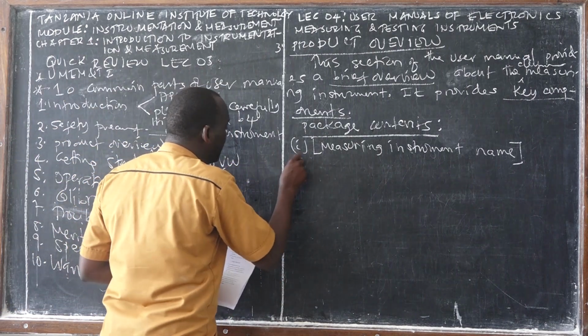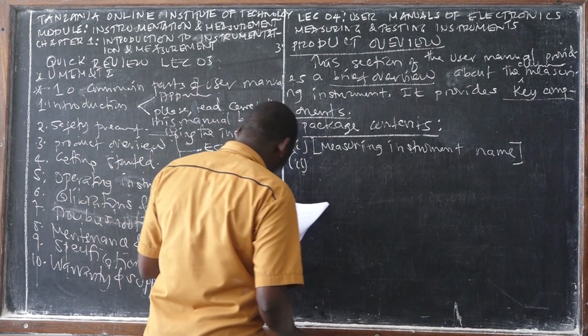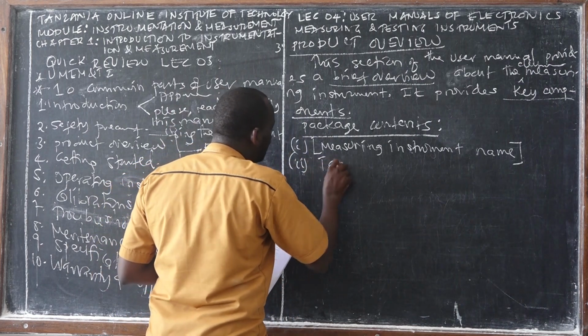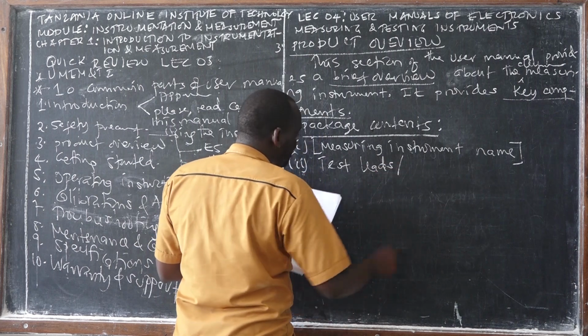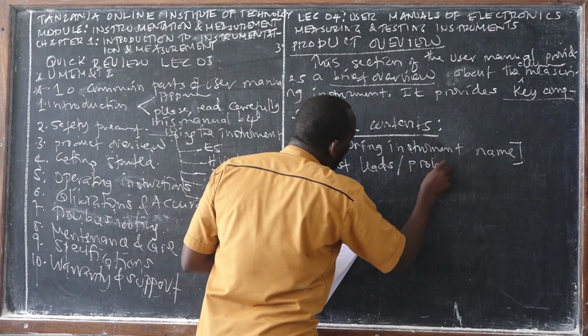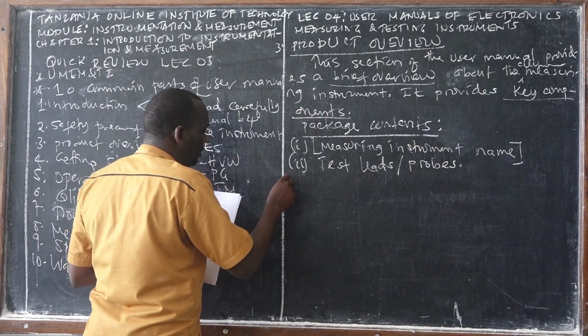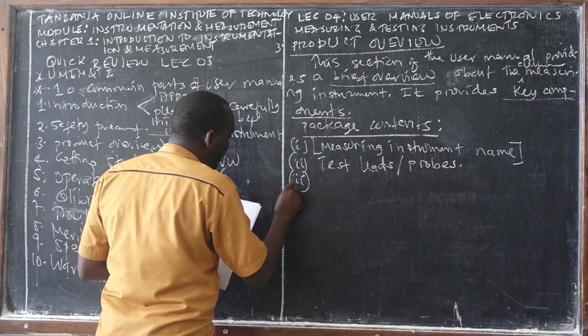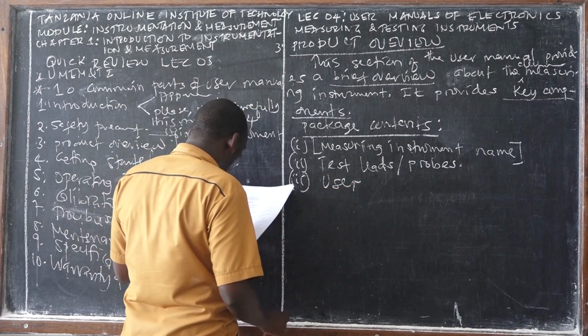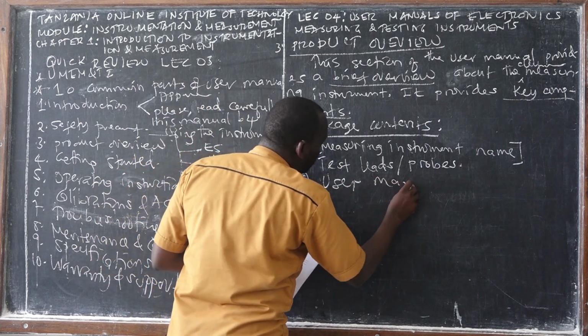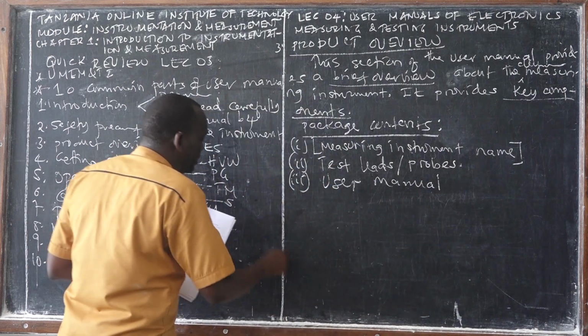Then the second package content is the test leads, or sometimes we call them test probes. Then number three, you expect to find in that box the user manual. Say user manual.